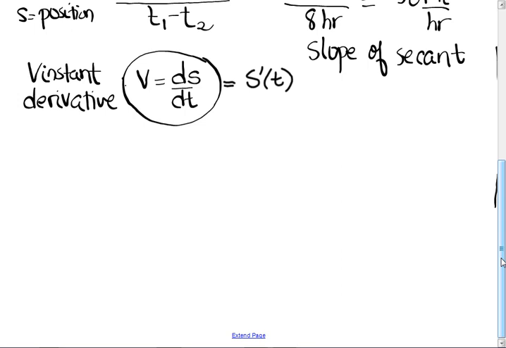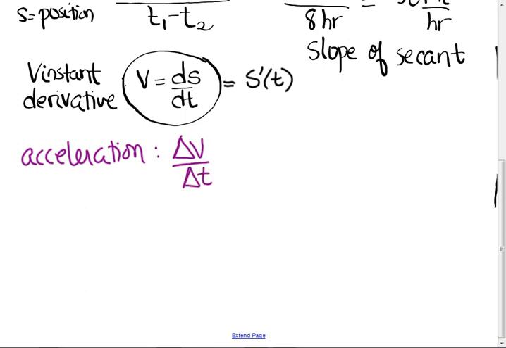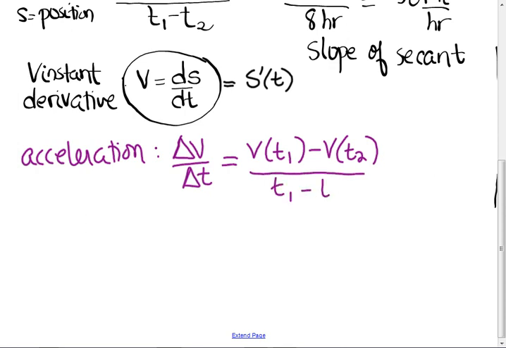How do you find your acceleration? What is acceleration? It's the change in your velocity over the change in time. So it's the velocity at the first time minus the velocity at the second time divided by the change in the time. This is the average. Okay? What is the instantaneous acceleration?